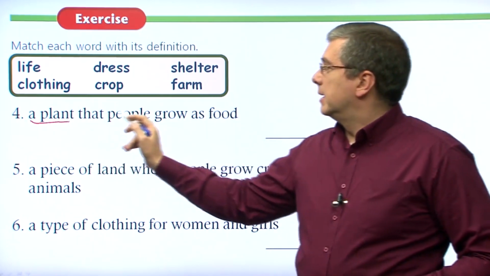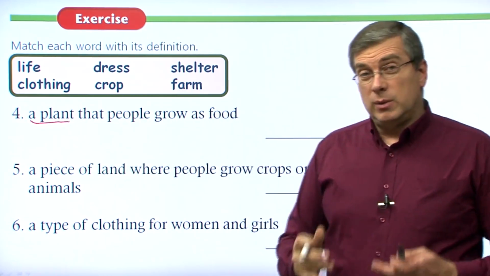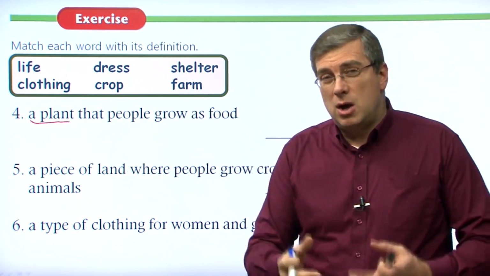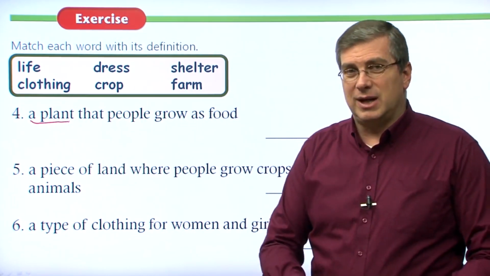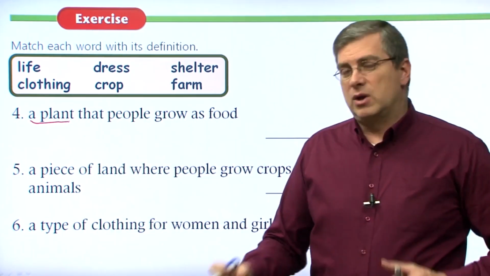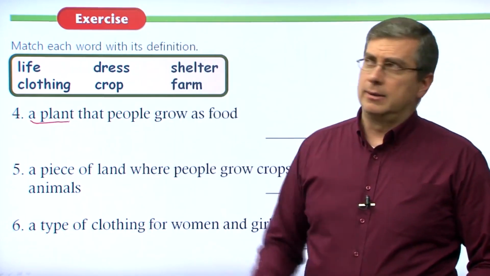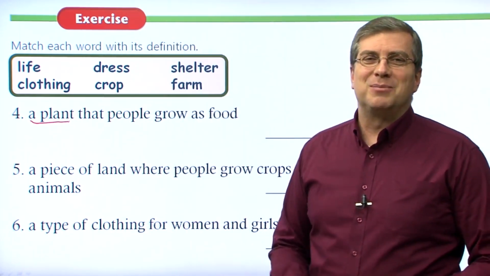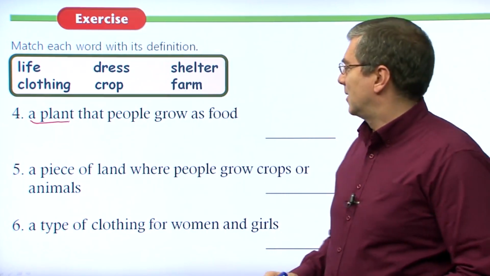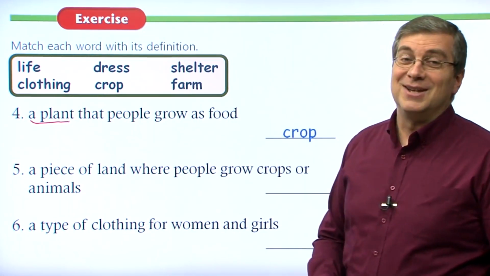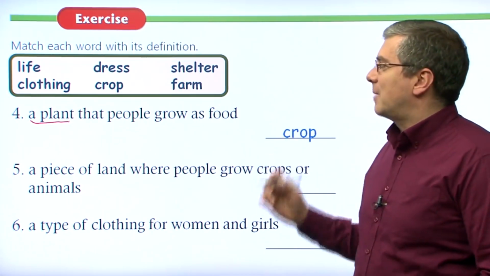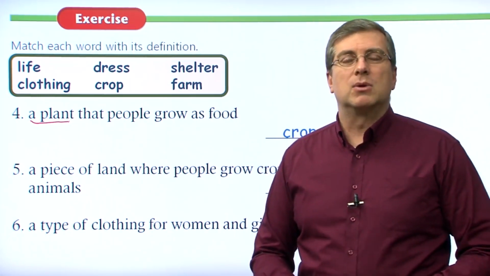A plant that people grow as food. So when we grow plants for food, what do we call those? There are special kinds of plants, right? Not all plants are crops. If we go out in the forest, right, and we see weeds growing, those aren't crops. A tree, that's not a crop, right? It's only the plants that we grow as food. And I just gave you the answer. It's a crop, right? So crops, those are plants that people grow as food.